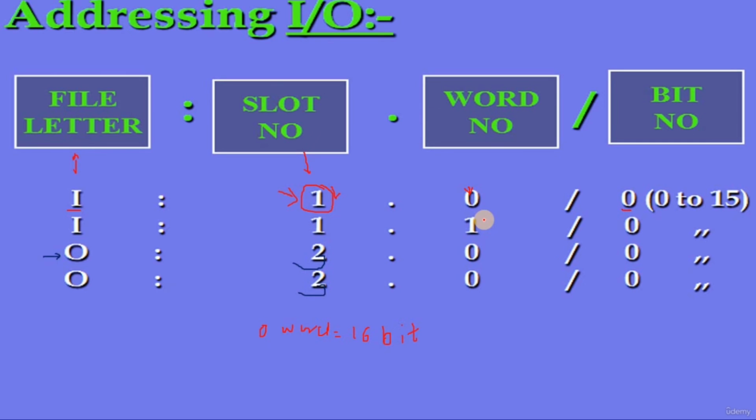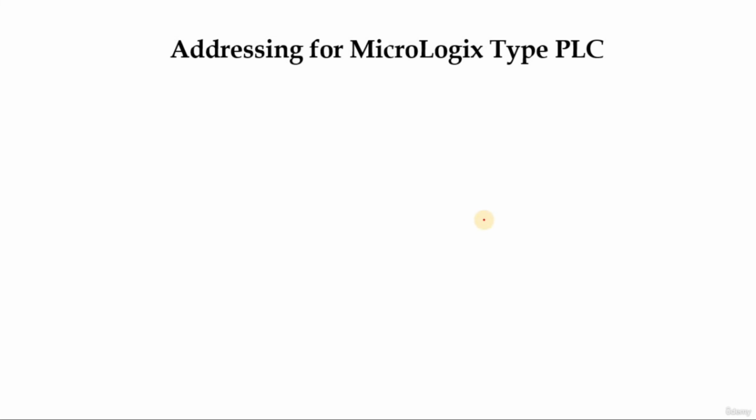Now let us focus on the addressing for the MicroLogix type PLC. Actually this part is very easy. In this addressing you cannot observe the slot numbers, right? Because no slots are available in the MicroLogix type PLC. See, for the input the notation will again be I, and for the output the notation will be O, right? So you just need to skip the slot number. So your address will be like this: I colon 0 slash 0, right?